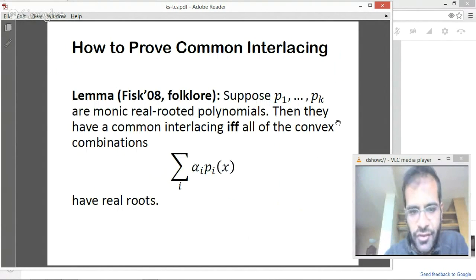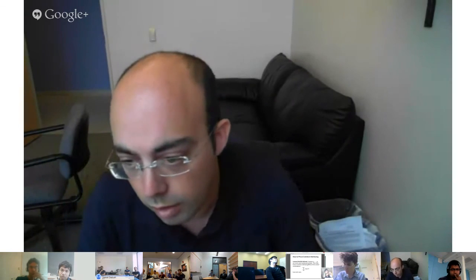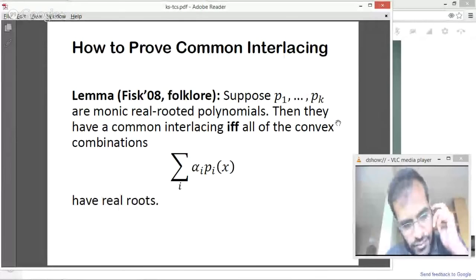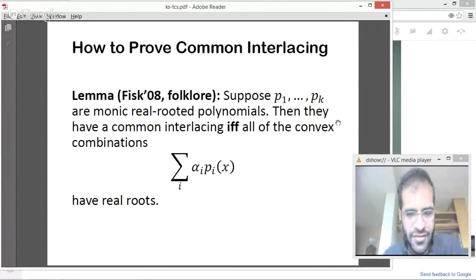Okay, so here's the lemma. Suppose you have k polynomials that are monic and real rooted. They have a common interlacing if and only if all convex combinations of them have real roots. So for all alpha i non-negative adding up to 1, the sum of alpha i p_i has real roots. By real roots, you mean all the roots are real? Yes. Having real roots means all the roots are real. This is a 2 or 3 line exercise that you can do, and it's instructive.